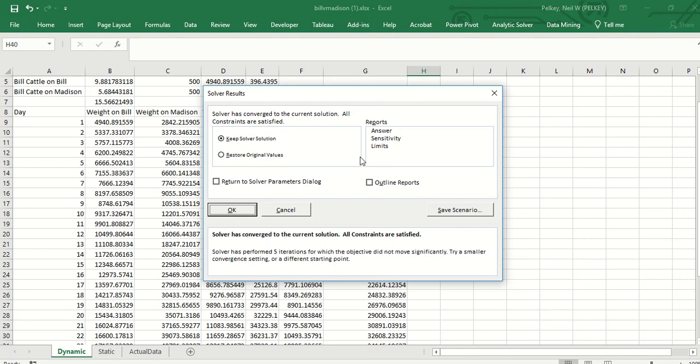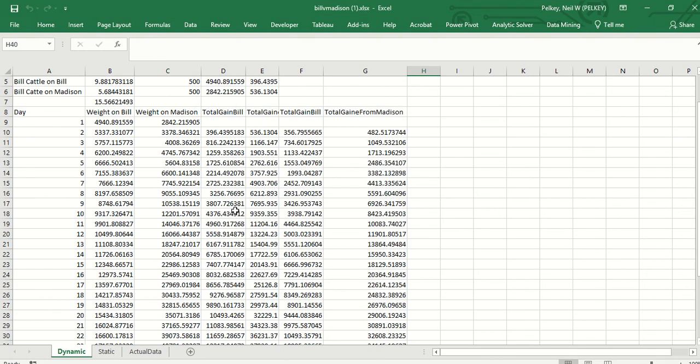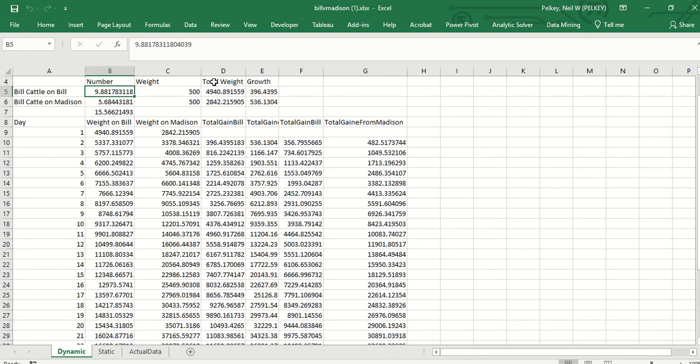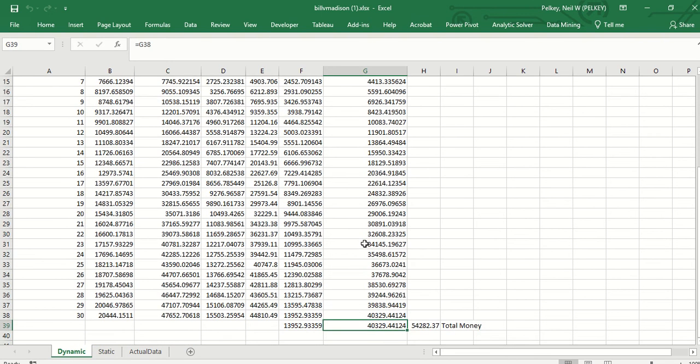And lo and behold, it tells us that when they compete with each other, Bill should actually have 10 cows on his land and 6 on Madison's would be our optimal solution, because we couldn't have partial cows. We could have set Solver up so these were integer solutions, and we'll play with that a little later when we solve the party planning problem. But so we go down to the bottom, and we end up a lot better off by restricting the amount of cows when they compete with each other.